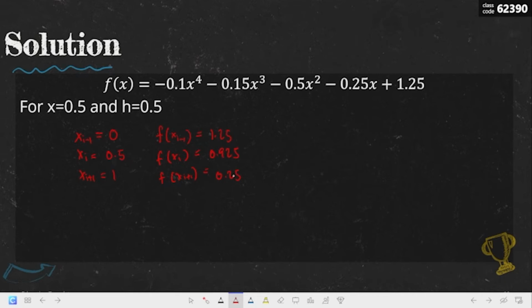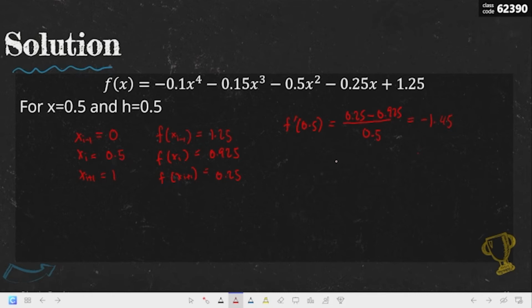Once we arrive at these values, we can calculate the forward difference, the backward difference, and the central difference. So for our forward difference, we have f prime of 0.5, which is equal to our next value, 0.25, minus our current value of 0.925, divided by our step size h, which is 0.5. So we'll get negative 1.45.